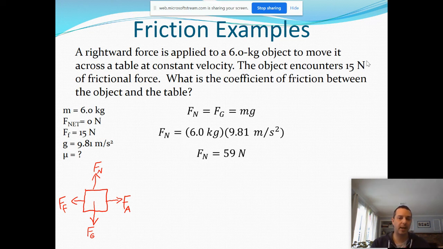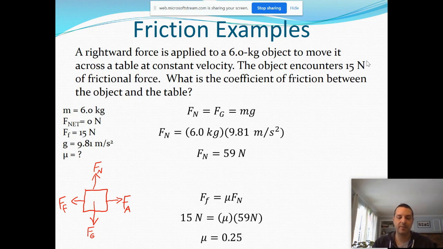So now I know that I have a 59 newton object that has a normal force acting on it of 59 newtons. I'm ready to find what my coefficient of friction is. I know my force of friction, I know my normal force. Force of friction is 15 newtons, and my normal force is 59 newtons. And if I divide both sides by 59 newtons, I get 0.25, and that is my coefficient of friction.